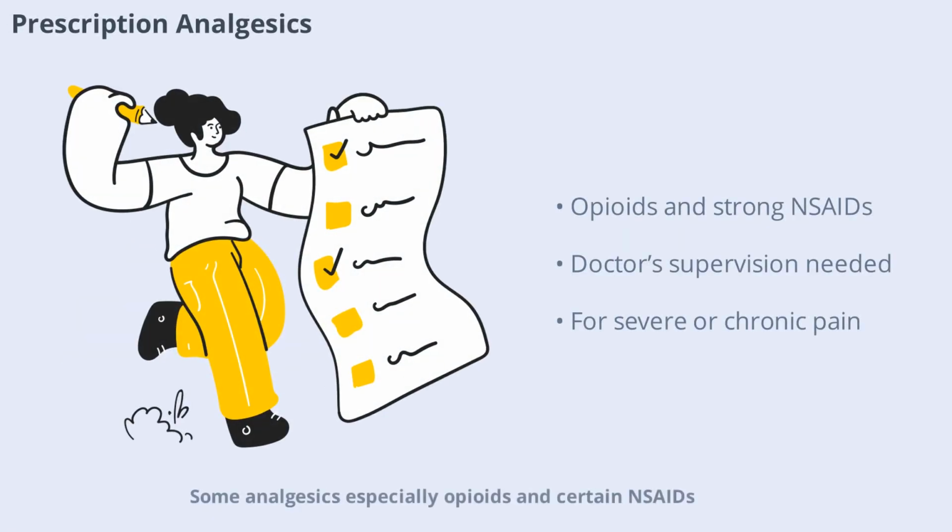Some analgesics, especially opioids and certain NSAIDs, require a prescription due to their strength and potential risks. Doctors carefully consider the type and amount of medication needed, balancing pain relief with safety. Prescription analgesics are often used for severe pain, post-surgical recovery, or chronic conditions that don't respond to over-the-counter options.